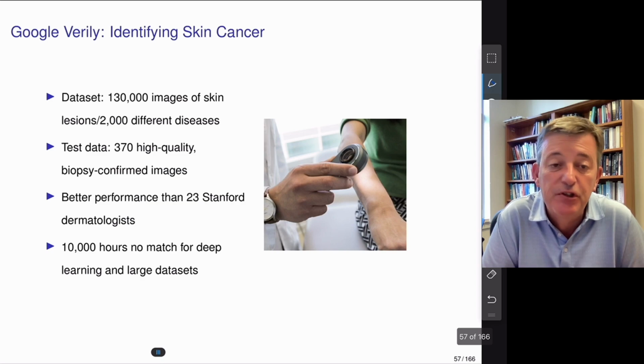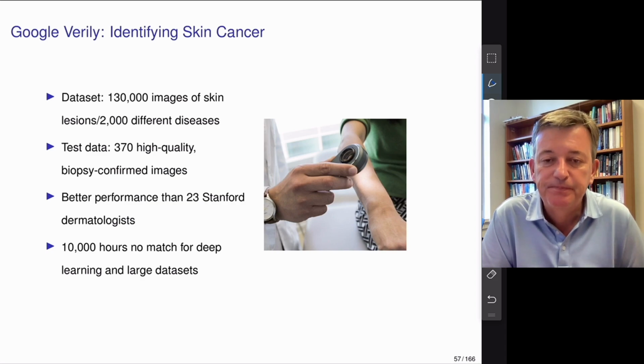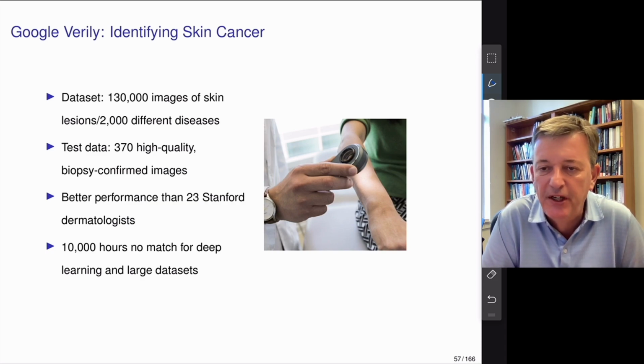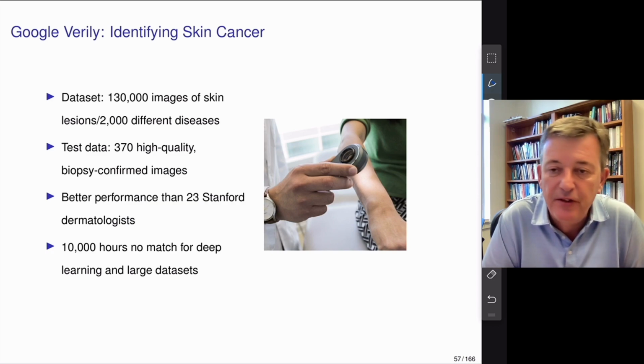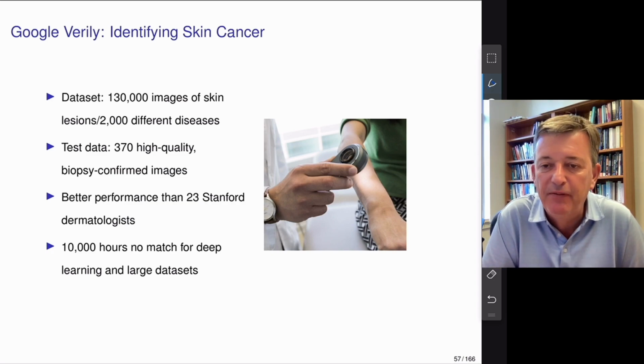A slightly more serious one is like identifying skin cancer. So really, with just your Apple iPhone, you can take a picture of your skin or your hand where you think you have a possible problem. And I think for what, 2,000 different diseases, the Google algorithm can identify with very high accuracy whether you have skin cancer or not, and much better than 23 of the top Stanford dermatologists.